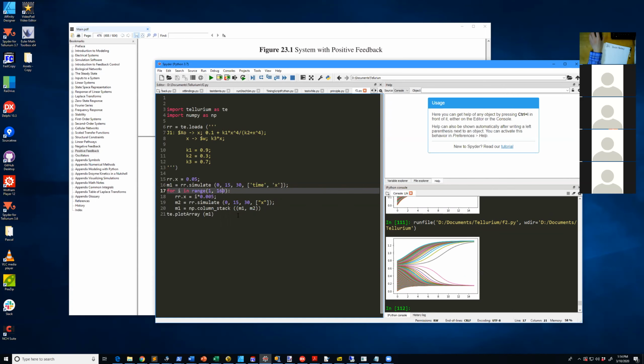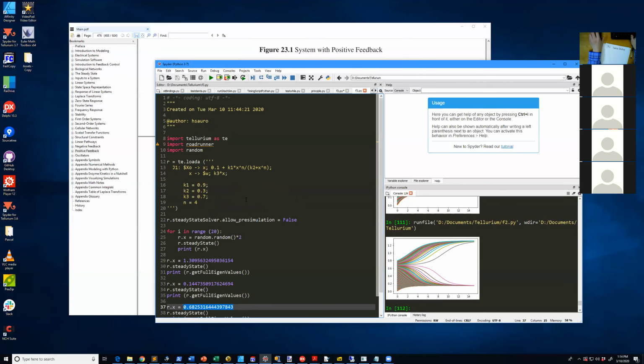Okay, and I can try and find that. Actually, I probably need to go to a different script. Yeah, so let's see if we can find it. There are actually three steady states here. There's a high one, a low one, and there's a middle unstable one. Let's see if we can find that middle one.